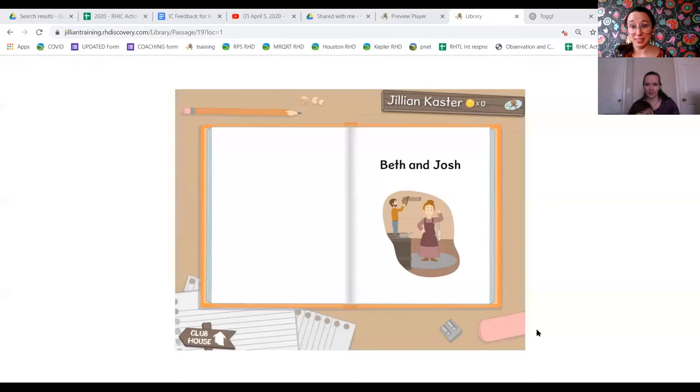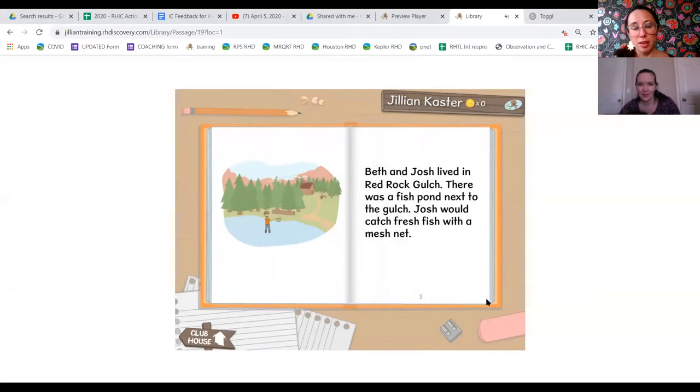Hi, Jillian. Let's look and see. All right, here we go. What's this book called, Eden? Beth and Josh. Good. You got some digraphs in there, huh? As we read this book, we are actually going to play the detective game. So we are going to look for digraphs after we read each page. Can you read with us? Go ahead, Eden.